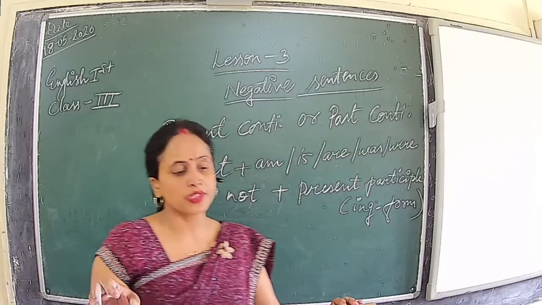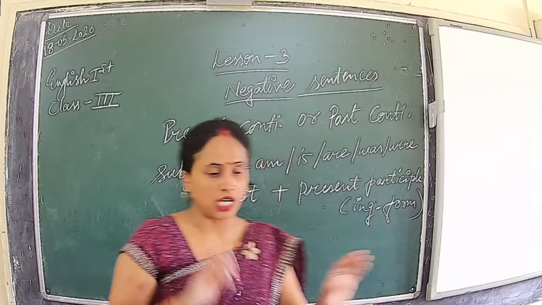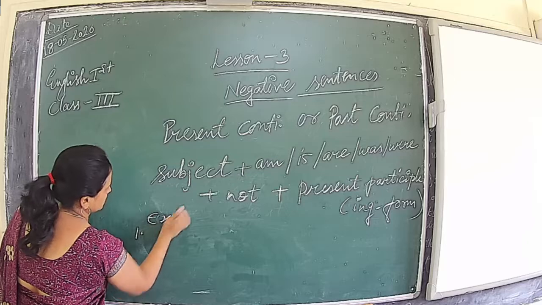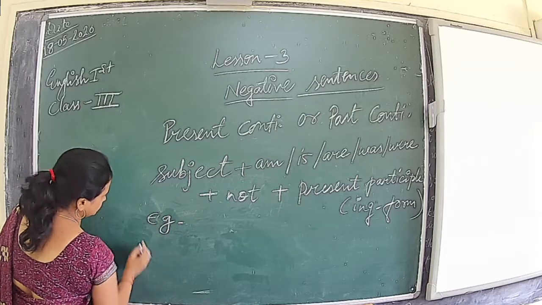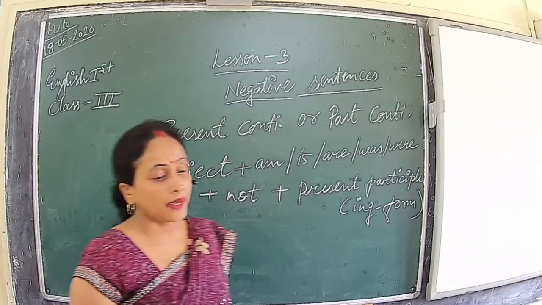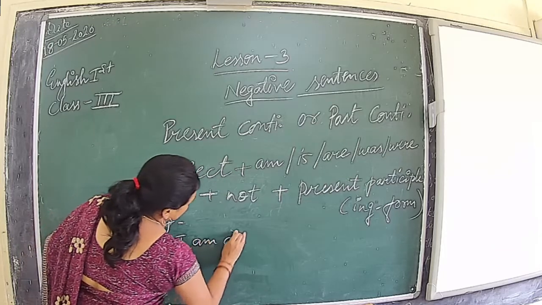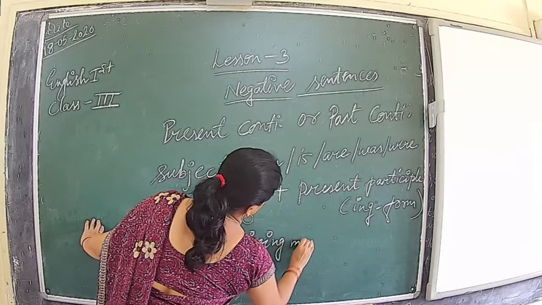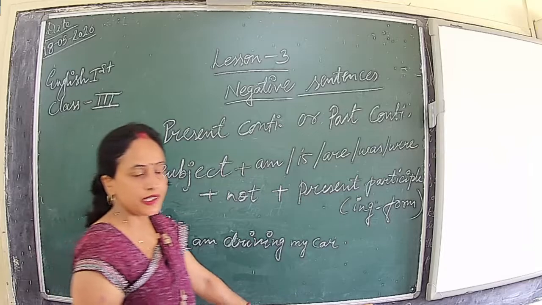Now we have to see some examples. Suppose, I am driving my car. This is a positive sentence. One example I am giving, the positive: I am driving my car.